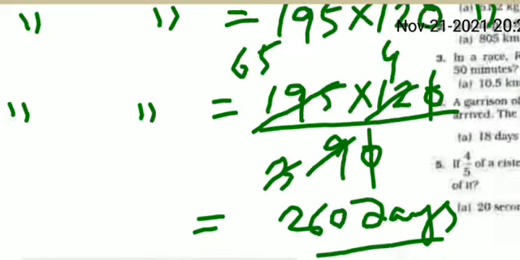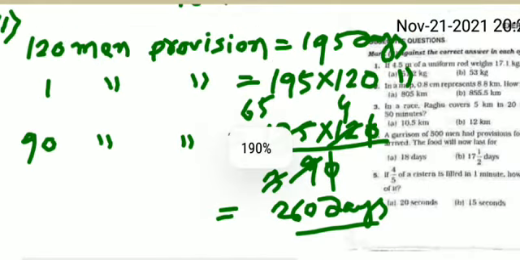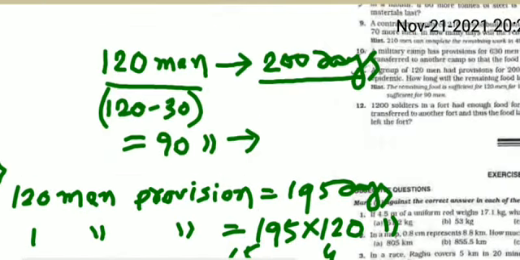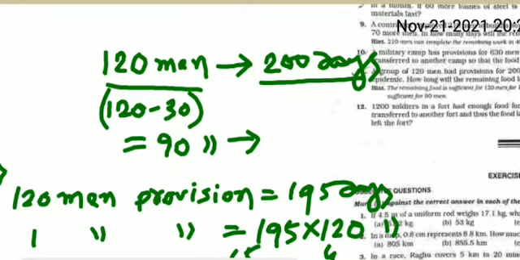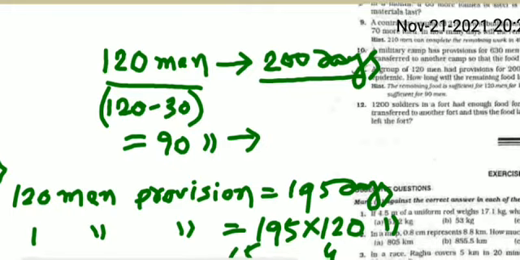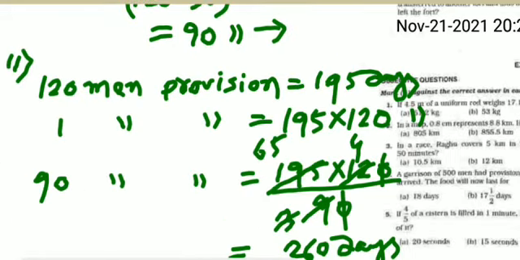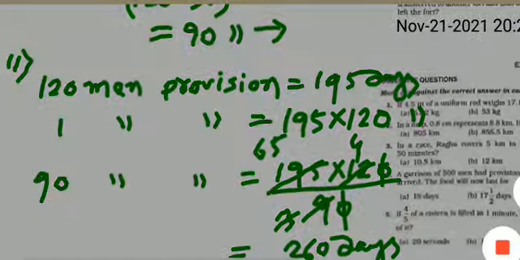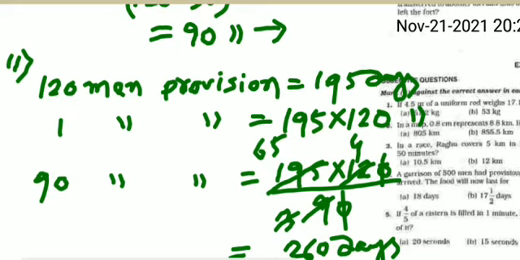Okay, so in this way you have to solve it. I hope you have understood question number 11. Question number 12 is also the same type of question, so you have to solve question number 12 yourself in this way. So today your homework will be, from exercise 9a, question number 13, 14, 15, and from exercise 9b, question number 11 and 12 you have to solve yourself.